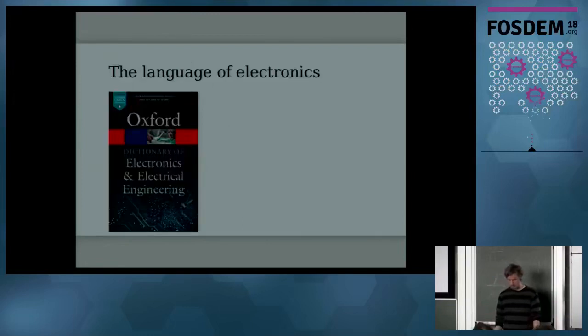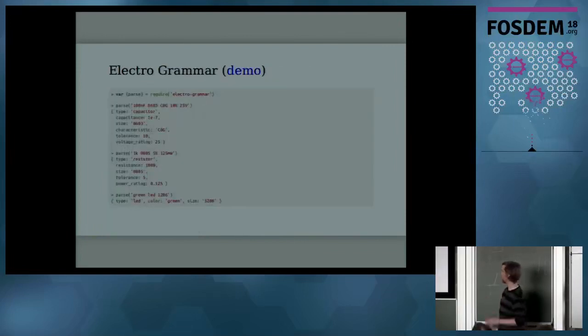So the other thing that I've been thinking about is that we already have quite a specific language as electronic engineers. We already have a lot of words, and we'd like to really reuse that language in our circuit description language. So I came up with a project called Electrogrammar, and I probably don't have time for the demo, but pretty much it takes the descriptions that you normally use in your bill of materials or in your schematics, and it gives you a parsed output for that.